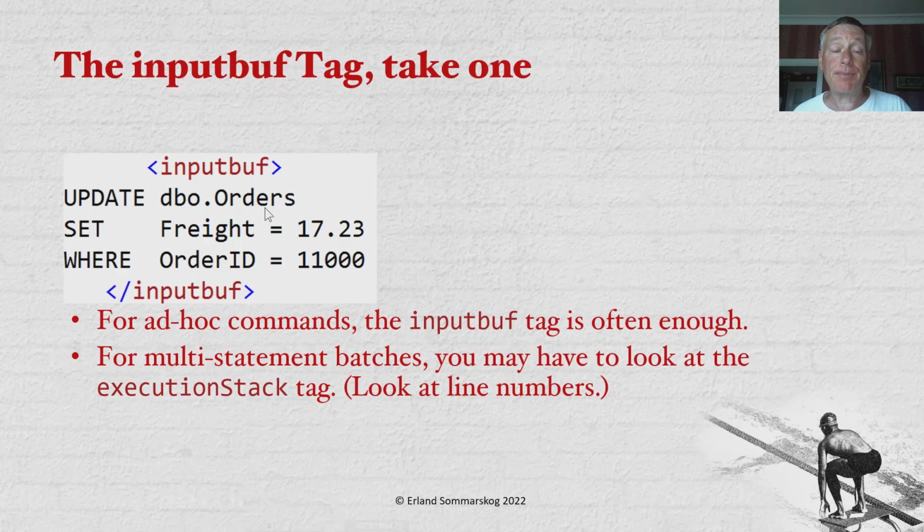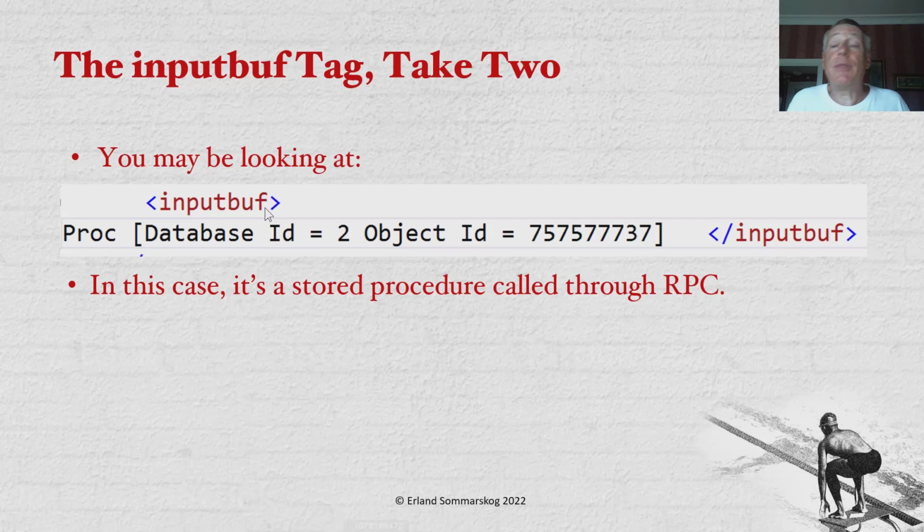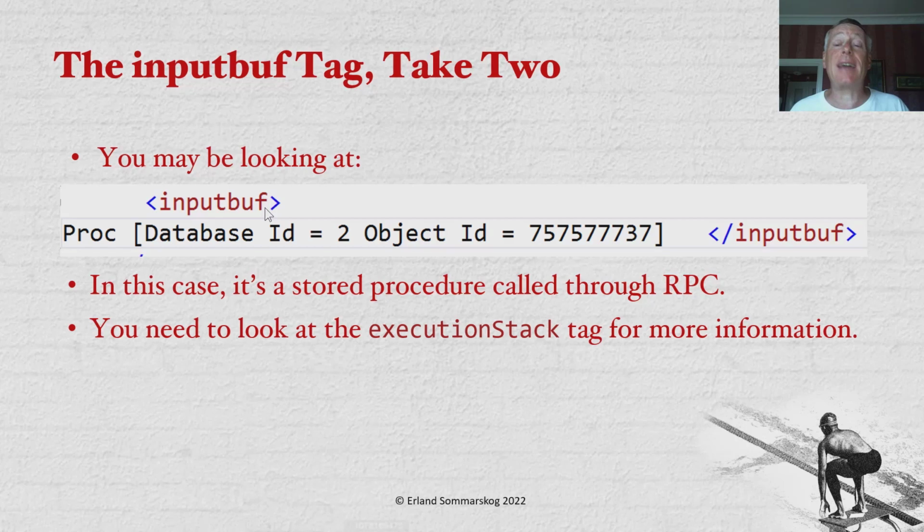But you may also be looking at this. It just says proc, database ID, and object ID with a number. This is most likely what you will see in the case of a stored procedure, or an application that calls a stored procedure through a remote procedure call. So now you wonder, what do I do with this? Well, you have to go to the executionStack tag for more information.